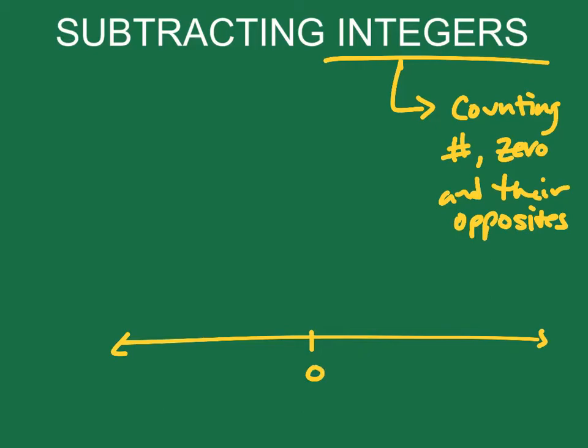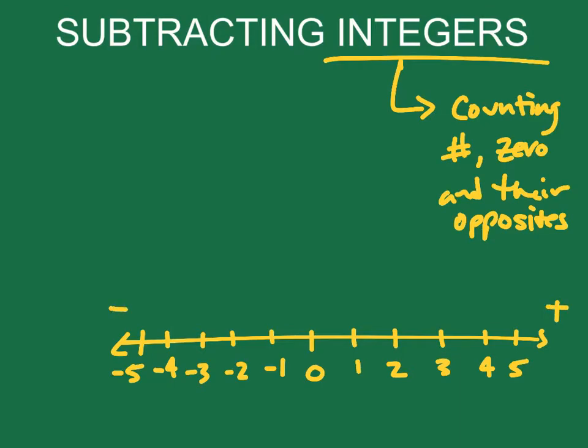So I put 0 in the middle whenever I'm doing this. And then I want to count 1, 2, 3, 4, 5. And then I go to the left, and that's my negative side. Okay, and that's going to be -1, -2, -3, -4, and -5. Remember that the positive side is to the right, negative side is to the left. So right, positive, left, negative. We're going to use this idea here to do the remainder of our problems in this section.